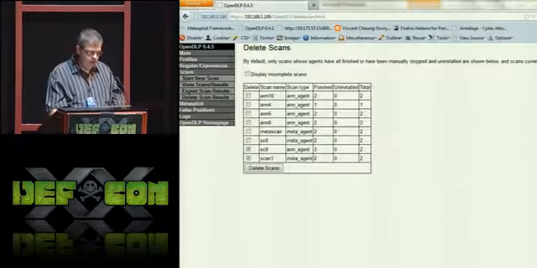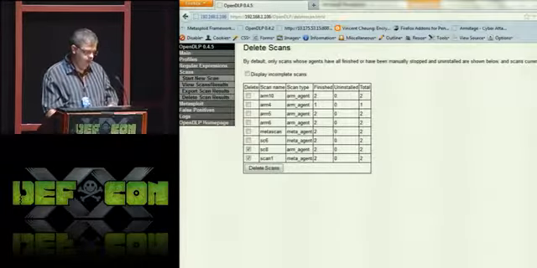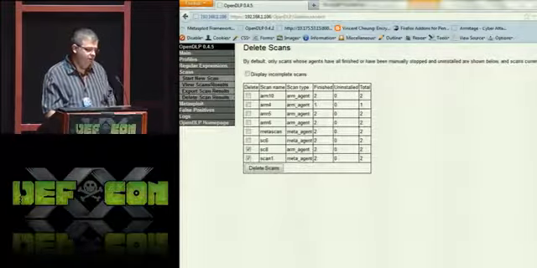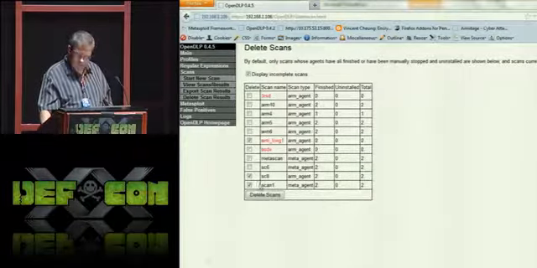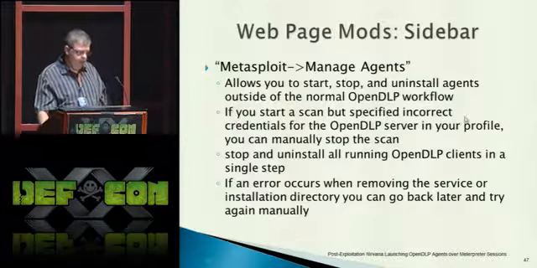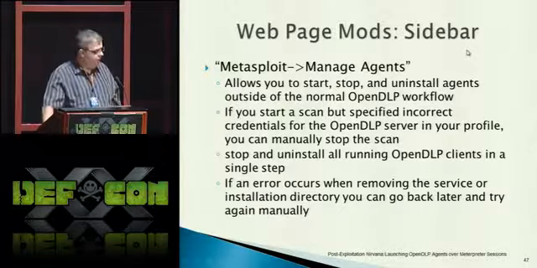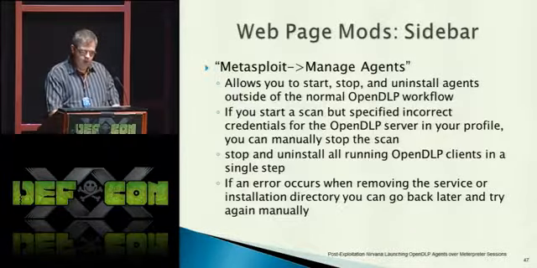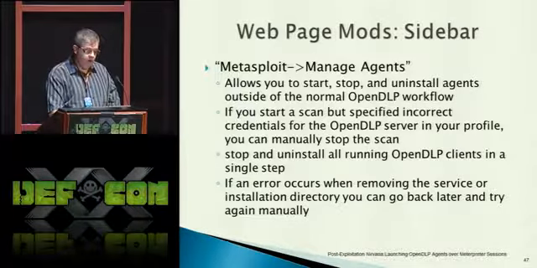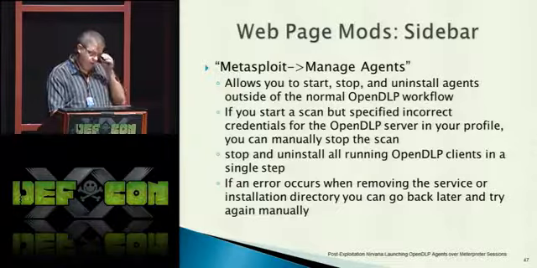And this is what that looks like. You have checkboxes and can delete multiple scans at once. And if you click this display incomplete scans button, it'll show the incomplete ones as well. And I made a little sidebar as well, which will allow you to manually manage the agents installed on remote systems. You can start, stop, and uninstall agents outside of the normal OpenDLP workflow.